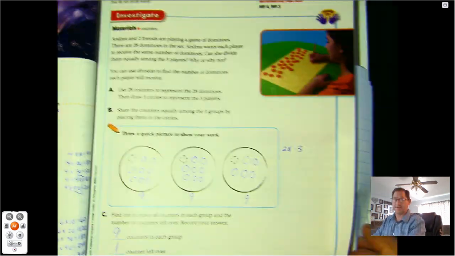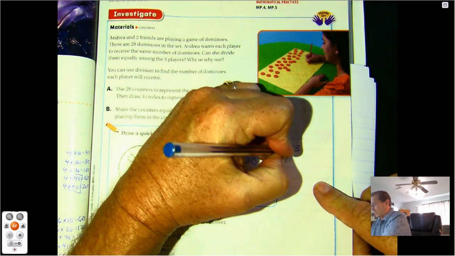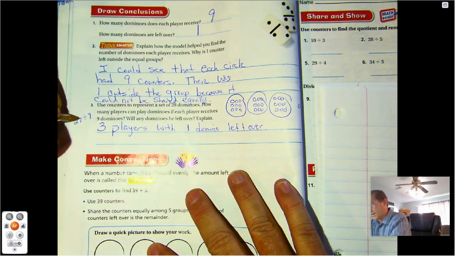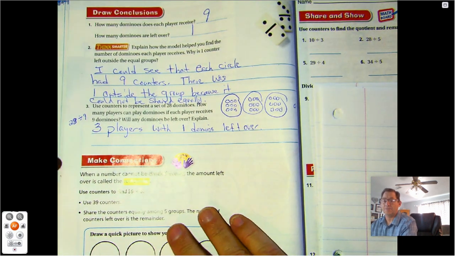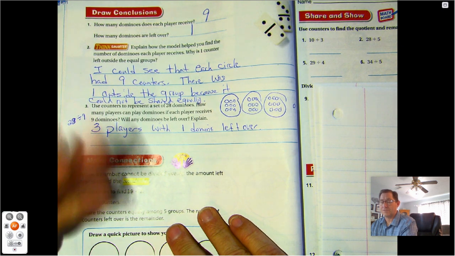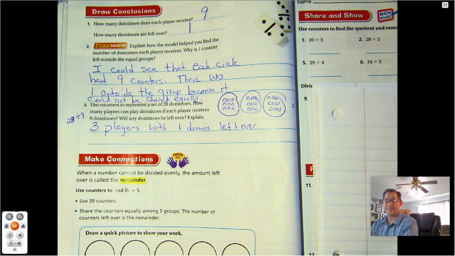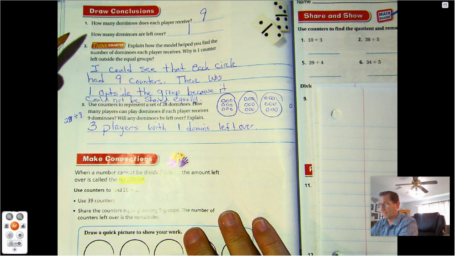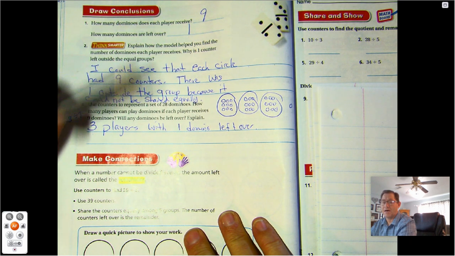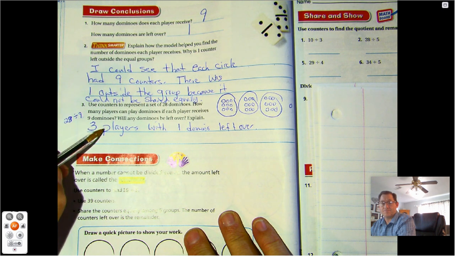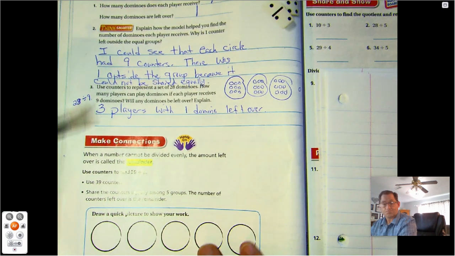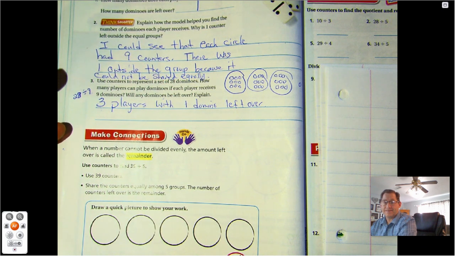Okay, so let's make sure we understand. 28 divided by 3 was our first one because it was being shared amongst the 3 friends. This question was asking me to share, everybody had to get 9 dominoes. So if they gave each person 9 dominoes, how many players could I have? Well, the 9 and the 3 wound up being the same factors, right? It just was worded differently in the question. So in my first question, I had to find how many dominoes each person got. In this question, my quotient represents players, not dominoes. All right. When a number cannot be divided evenly, the amount left over is called the remainder.